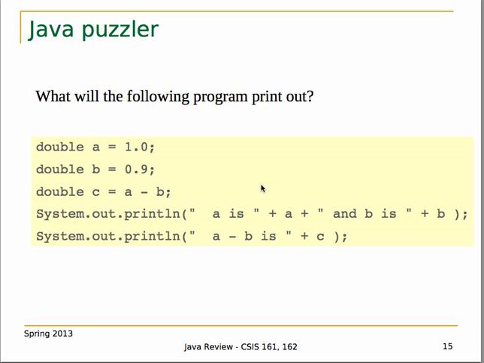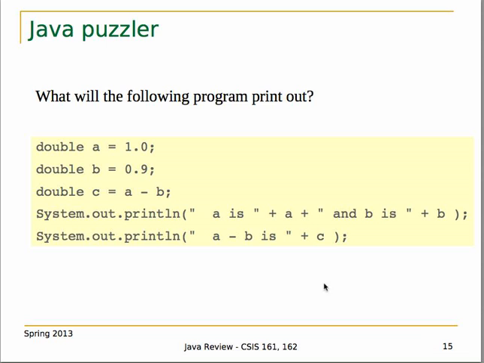Let's take a look at this puzzler. This looks like a very simple, straightforward program, but as you will see, the results are kind of unexpected. So we say double A is equal to 1.0, double B is equal to 0.9, double C is equal to A minus B. All we're doing is a simple subtraction, and this should give C is 0.1, you would think. Turns out that's not what happens, so let's try this out.